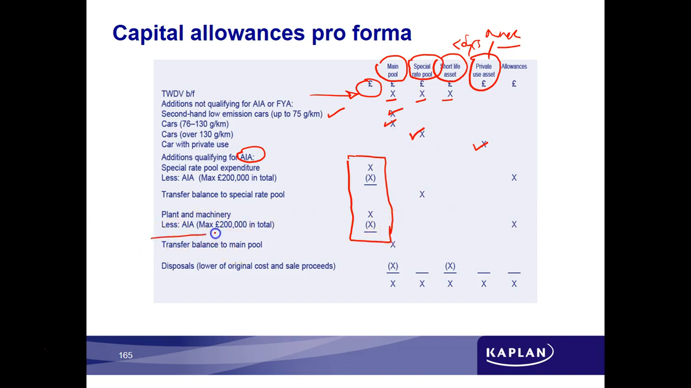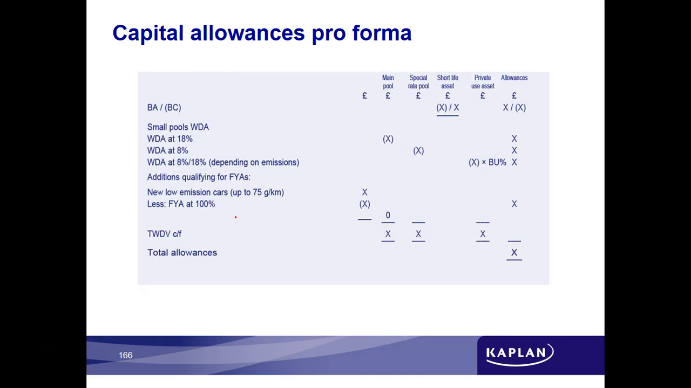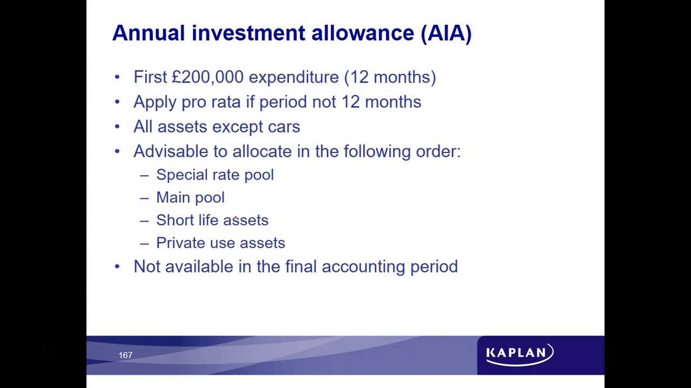So you can see here it says transfer balance to the main pool. They're saying that you have this maximum 200,000 free of charge. Let me just go to the next slide very quickly. The government says, you know what we're going to give you? We'll give you 200,000 anyway. You can use it for whatever you like. So you buy something for £10,000, the whole 10,000 is allowable. You only have 190,000 left for that 12-month period. So you don't have to start doing 18% of this. They're allowing you the whole thing.